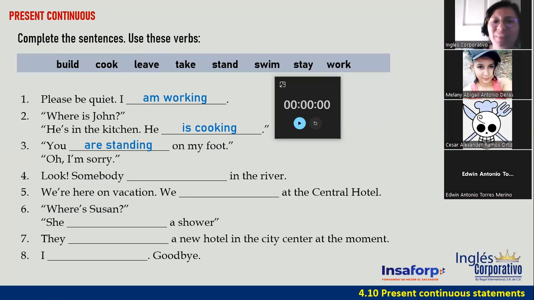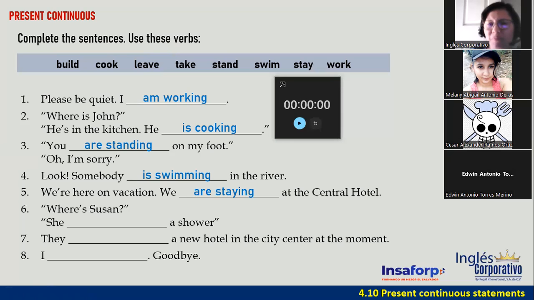O estás parándote, ¿verdad? En mi pie. Muy bien. Oh, I'm sorry, le dice la persona. Number four. Look, somebody. He's swimming. Is swimming. Muy bien. Is swimming in the river. What about number five? We're here on vacation. We are staying. Very good. We are staying at the Central Hotel.